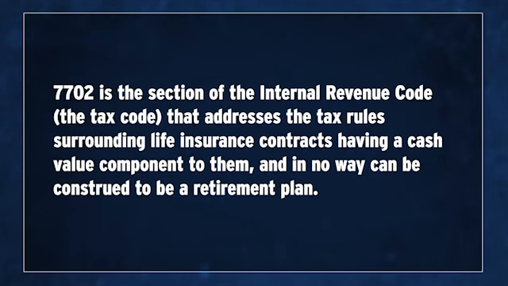I love the search for Google when you search 7702 retirement plan. 7702 is a section of the Internal Revenue Code, the tax code, that addresses the tax rules surrounding life insurance contracts having a cash value component to them, and in no way can they be construed as a retirement plan. I'm sure our Canadian friends have heard something similar related to the CRA.